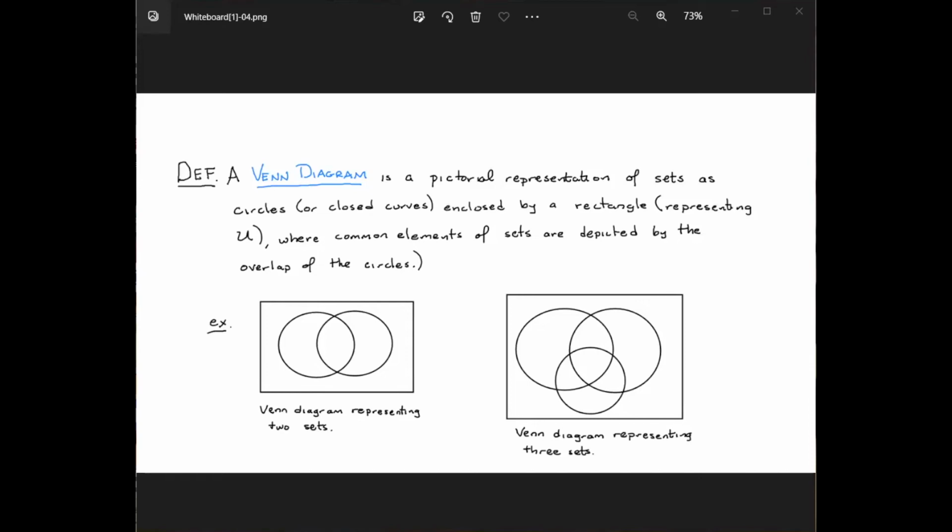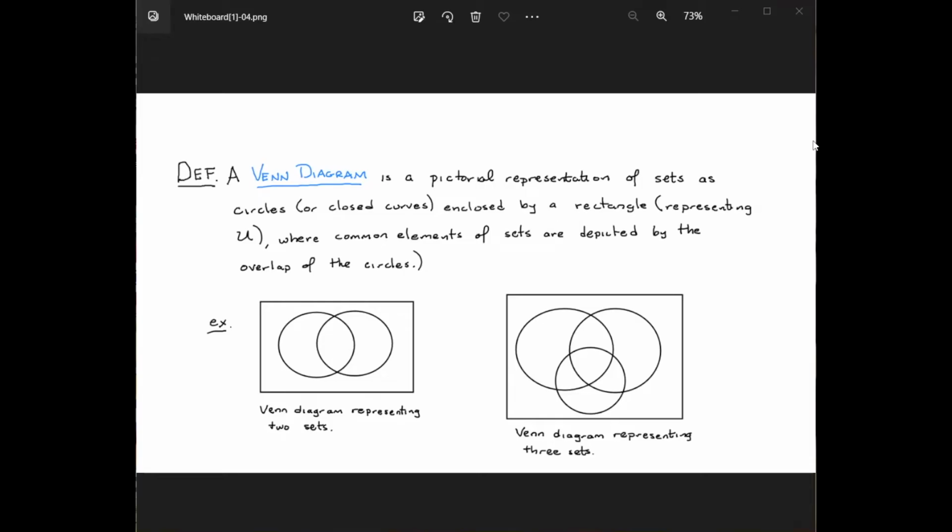Here we have a more formal definition of a Venn diagram, which is a pictorial representation of sets as circles or closed curves. They can be blobs, they don't have to be circles, which is enclosed by a rectangle, and that rectangle represents U, the universal set. The common elements of these sets are depicted by the overlap of the circles.